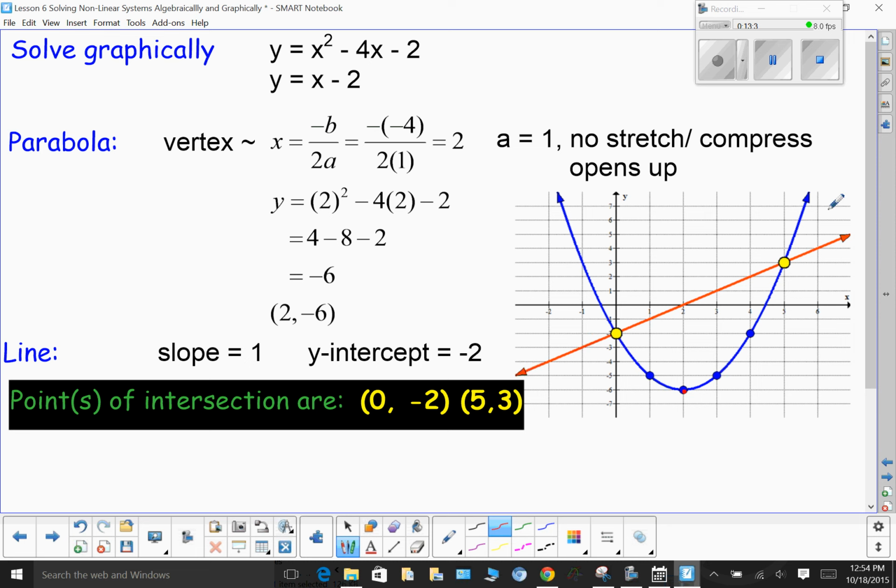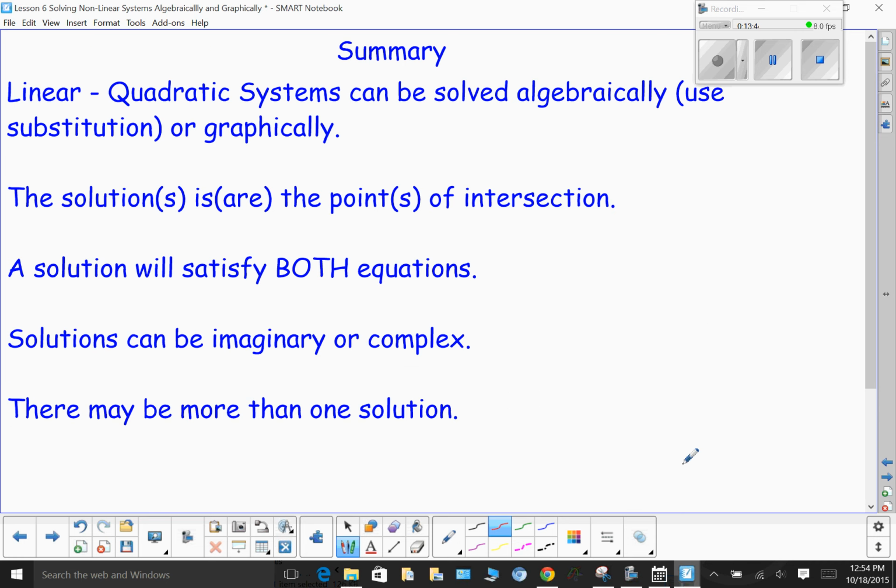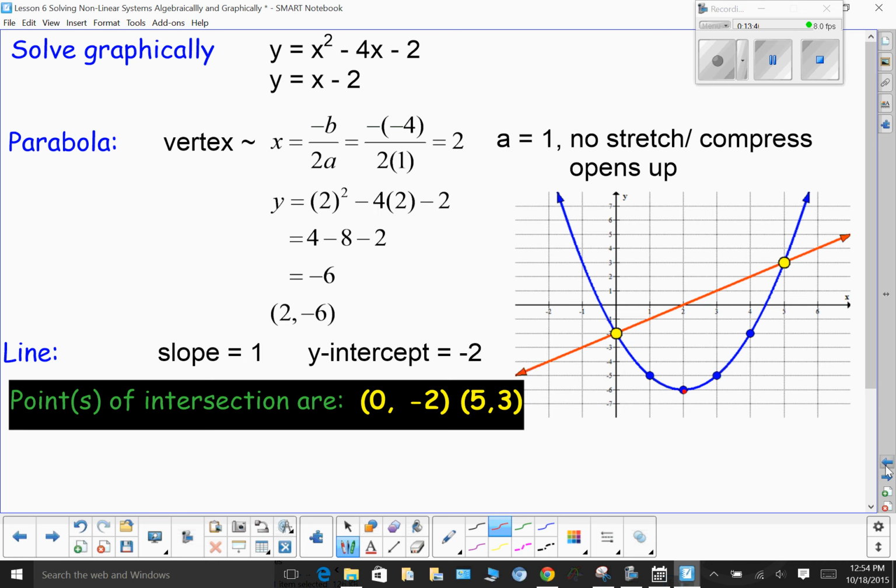My line's a little bit easier. I have the y-intercept is negative 2. The slope is 1. Rise 1, run 1. Rise 1, run 1. Using a straight edge, I draw my line, and then I look. I look and I identify 0, negative 2, 5, 3. These are the points of intersection.